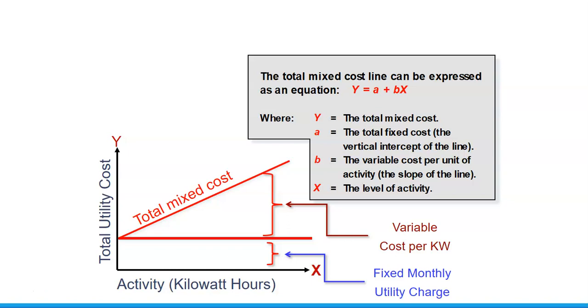If you've taken algebra or other math class, you've seen this equation expressed as Y equals mx plus b. So y equals mx, m in a line equation being the variable cost per unit of activity or the slope of the line, and then b, that's the total fixed cost, the vertical intercept of the line. I don't know why they used y equals a plus bx instead of just an equation of a line. It makes things confusing.